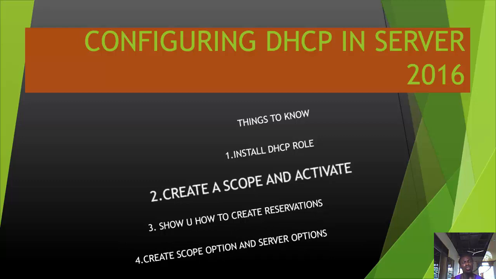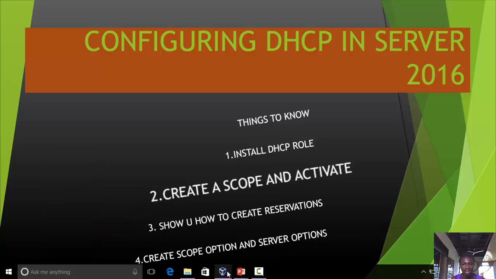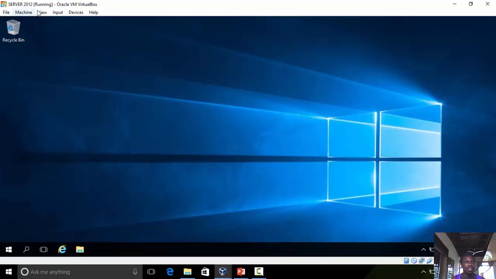So, to not waste time, we are going to install the DHCP role, create a scope and activate it, show you how to create reservations, and show you how to create scope options and server options. Let's get to our server and start configuring things.